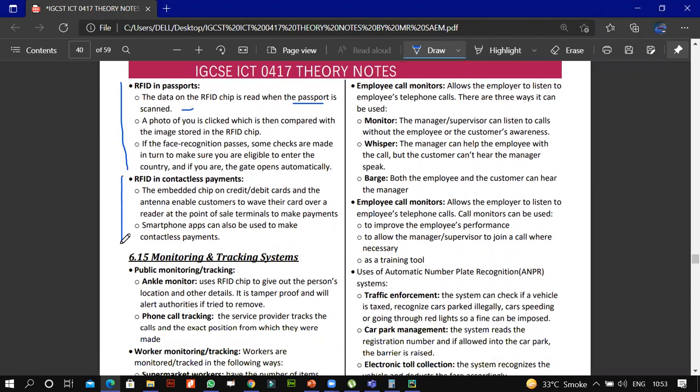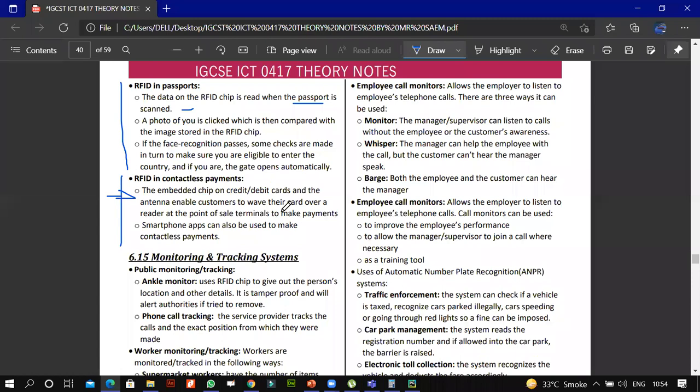RFIDs can also be used in contactless payments. During COVID, this was something really good. You don't have to actually physically scan it. You don't have to touch the device or swipe it, but you can simply pay contactless.